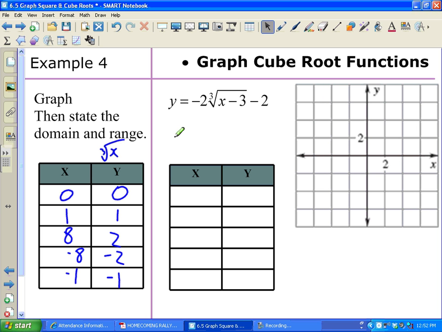Still the same rules. Opposite x. In this case, negative 3. Opposite x is going to be positive 3. Take every value of x, and this time it will be translated 3 units to the right. 0 plus 3, 1 plus 3, 8 plus 3, negative 8 plus 3, negative 1 plus 3.